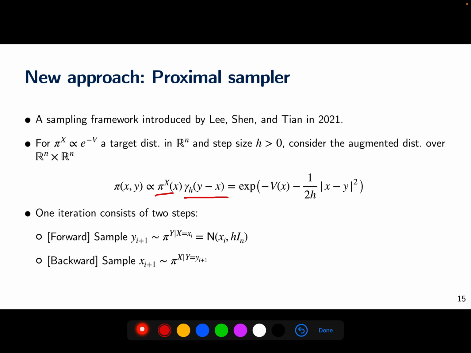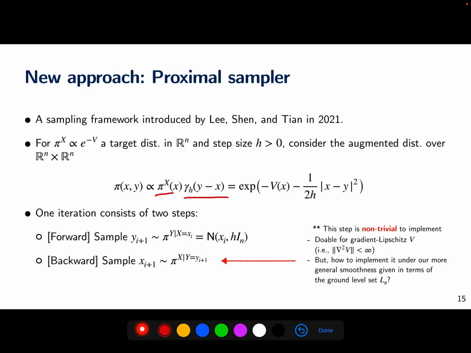You basically do just conditional sampling for y and for x. The forward step is pretty easy to implement because this is simply a Gaussian distribution centered at x_i. However, the backward step is non-trivial to implement. But you can still implement it for some sufficiently regular distributions, for example, when your potential function v is gradient Lipschitz. But in our pretty general computation model, we have no idea how to implement this backward step.